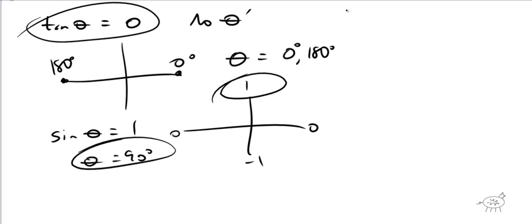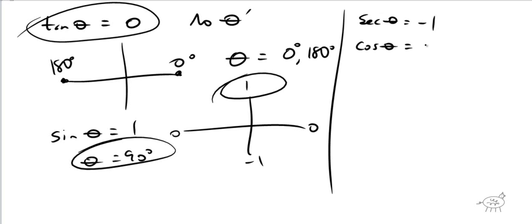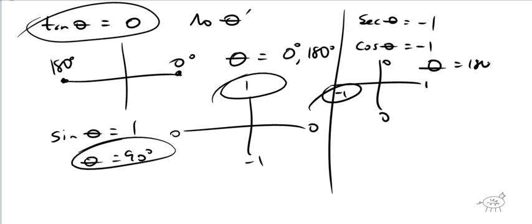Okay? How about this one? How about secant of theta is equal to negative 1? I don't really know that very well, so I'm going to change it to cosine of theta. If I take the reciprocal, I still get negative 1. Where's cosine negative 1? Well, remember cosine's 1, 0, negative 1, 0. There we go. At 180 degrees. So theta is equal to 180 degrees. Okay, what about the last one here, I'll clear this out here.